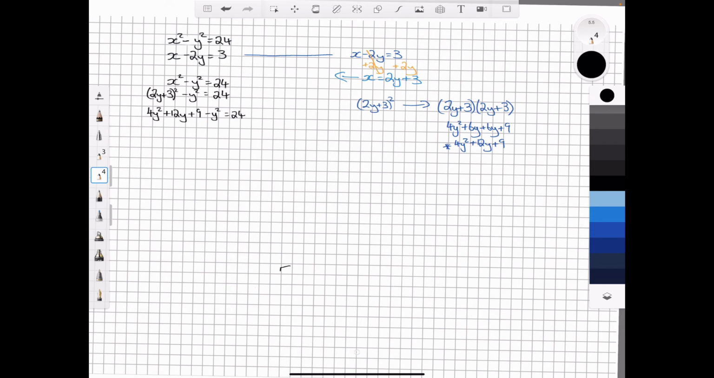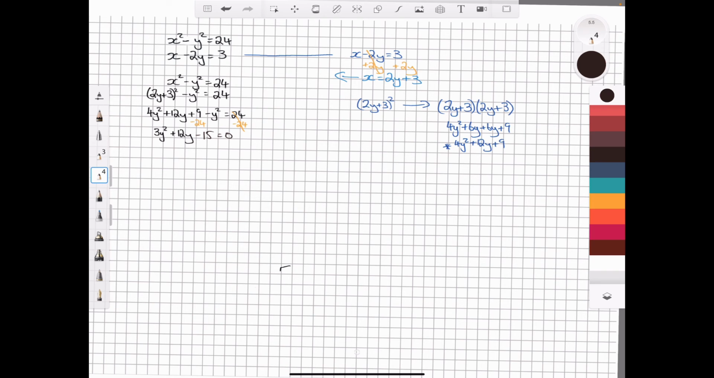Now we can tidy that up a bit. 4y squared minus y squared would give us 3y squared. And then the plus 12y stays as it is. And then plus 9 and the 24. Let's just get a different color pen. So I'm going to get the 24 over the other side. So it's minus 24, minus 24. That cancels. So 9 minus 24 is minus 15 equals 0.